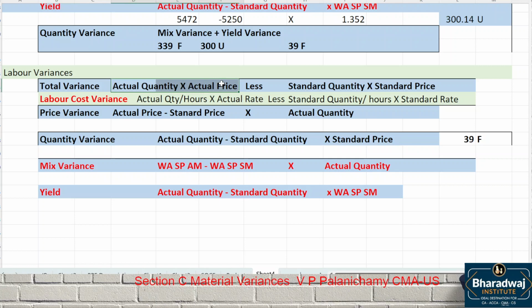We use the word price for materials. We use the word rate for labor. That's all. There's no difference. Instead of price variance, it is called labor rate variance. How to work out labor rate variance? Don't copy this. Wait. Actual rate of labor minus standard rate of labor. The rate may be either time rate or piece rate, hourly rate or piece rate, into actual quantity.